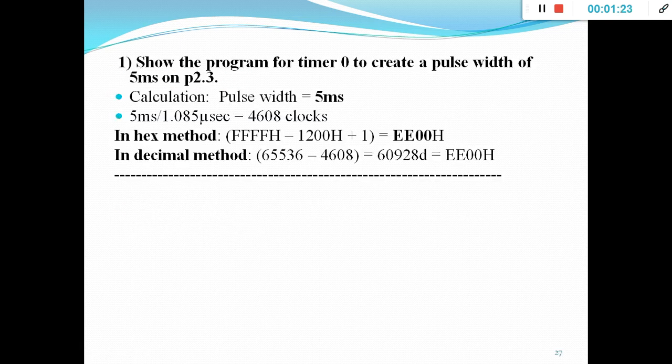So these are the calculations for the first program, that is show the program for timer 0 to create a pulse width of 5 millisecond on P2.3. So now we go for calculations. Here we took a pulse width as 5 millisecond as mentioned in the question itself. No need to divide by 2 because this is a pulse width, not the entire period. So take the pulse width directly and divide by 1.085 microsecond.